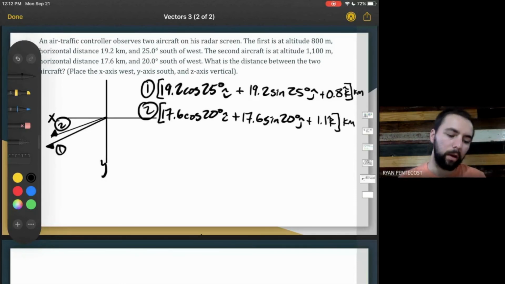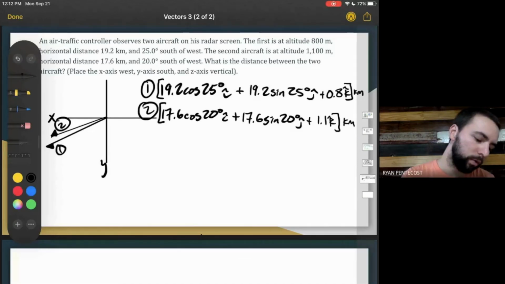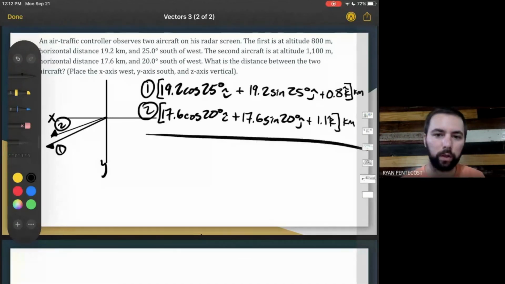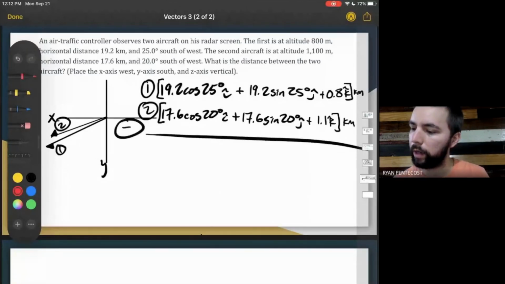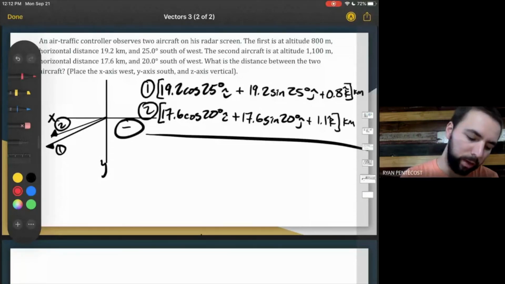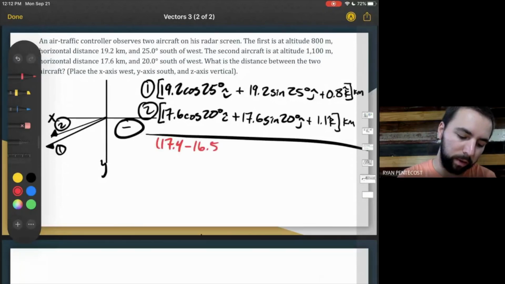Now we want to find the distance between the two. If we added these two, we would actually be doing the head to tail method, which we don't want to do. We want to find the difference between these two. So we will subtract these two vectors from each other. If we take 19.2 cosine 25, you get about 17.4. Then you have 17.6 cosine 20. It's about 16.5 I hat.